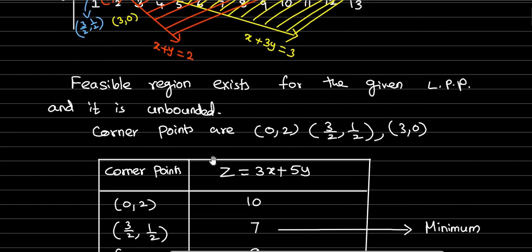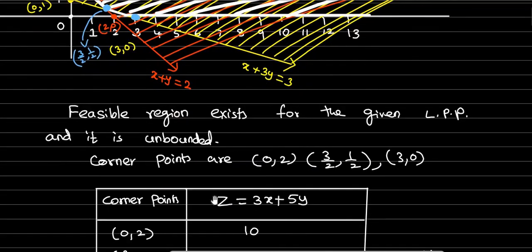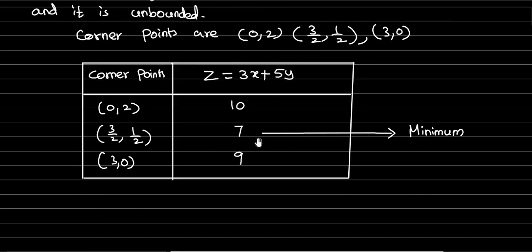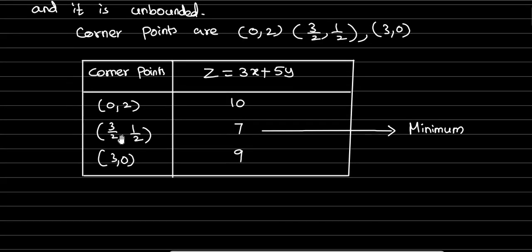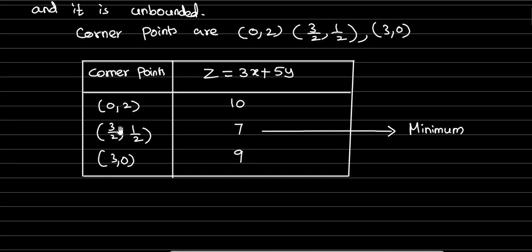But since it's unbounded, if it were bounded, that would be the result. 7 is the minimum. Z gets the minimum at 7. I mean the minimum value is 7 at (3/2, 1/2). That's how we can end the solution.